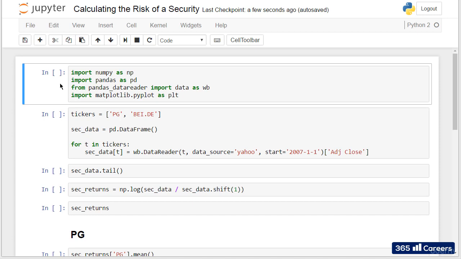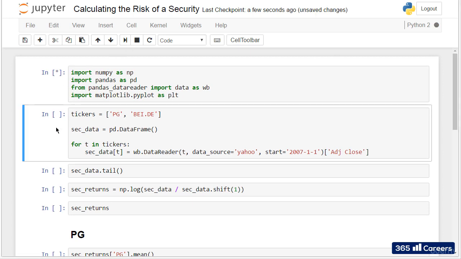The focus of this lecture will be the calculation of a security's risk. I am sure you know the code written in the first two cells and quickly understand what we are doing. The same libraries are imported, and data from Yahoo Finance is downloaded, saved in a data frame object called security data.